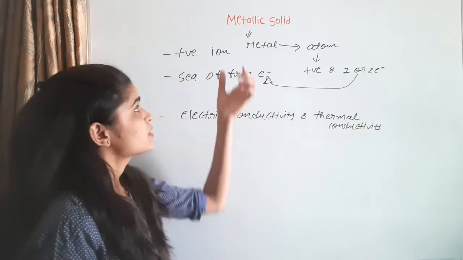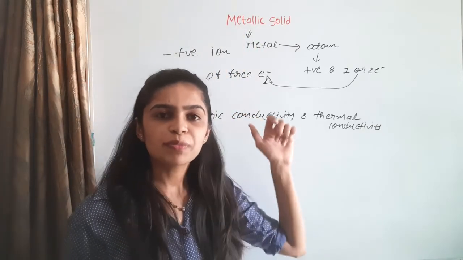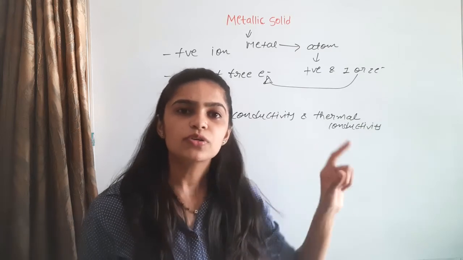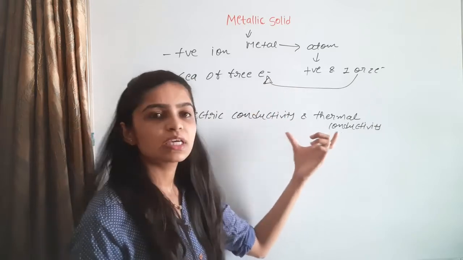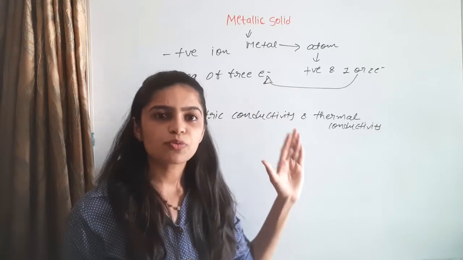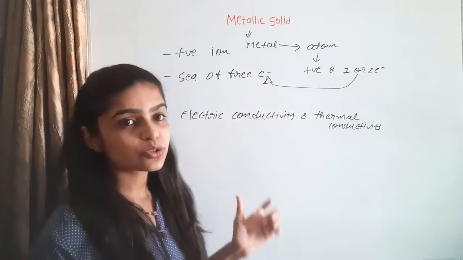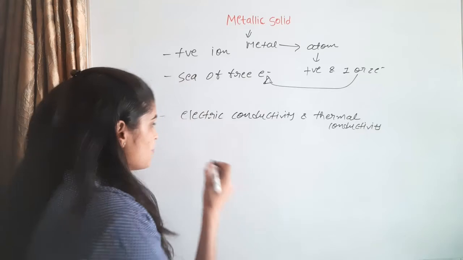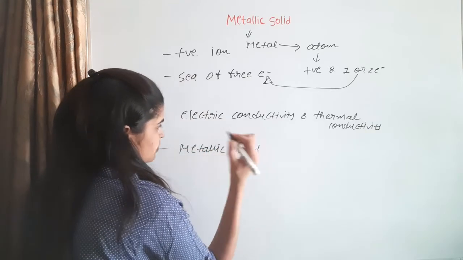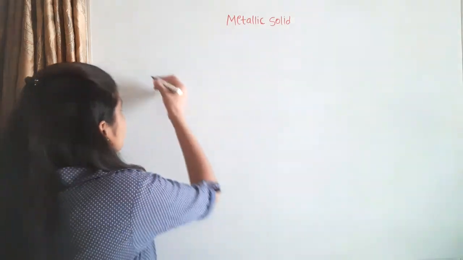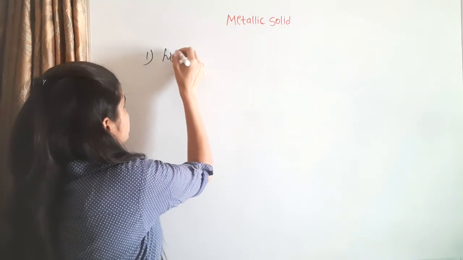For example, in a metallic solid, when heat is applied to one portion of the solid, the heat spreads throughout the crystal equally because the free electrons carry the thermal energy throughout the solid. In the metallic solid, the intermolecular force is the metallic bond. The first characteristic: a metallic solid has a high melting point.